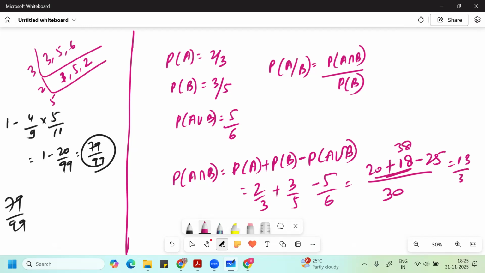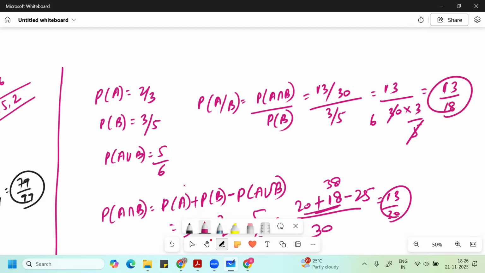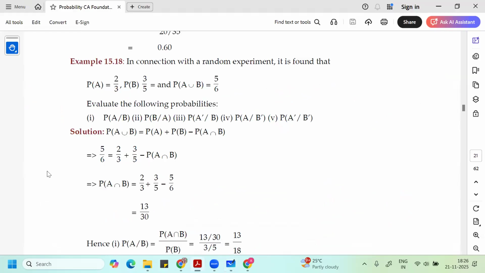13 by 30. So A intersection B is 13 by 30 and probability of B is 3 by 5. So this would be 13 by 30 into 3 by 5. This is 6. So this is 13 by 18. So the answer for the first one is 13 by 18.